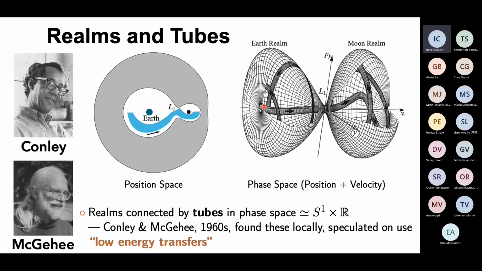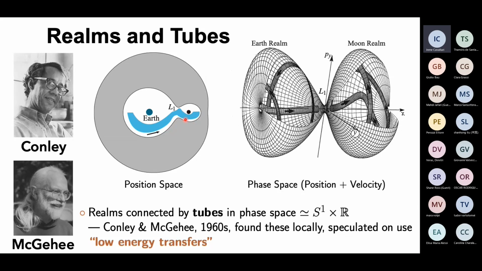But how do you actually move between those regions? There's some work that goes back to Conley and McGehee in the 1960s, where they were considering how to get to the Moon cheaply. And we're looking at Lyapunov orbits around L1 and how those are unstable, and they have stable and unstable manifolds of a cylindrical geometry. And they speculated on the use of these for low energy transfers. The Apollo program had just started in the United States, and there was a lot of excitement about going to the Moon. So that's where they had their initial motivation.